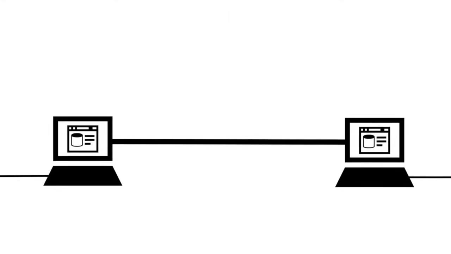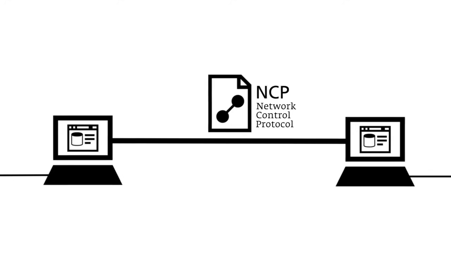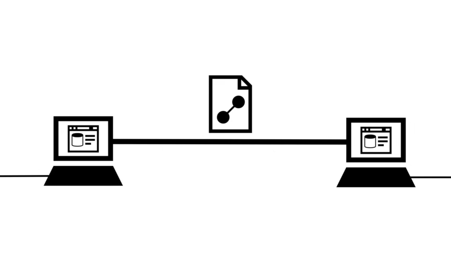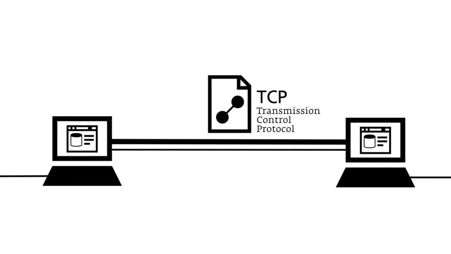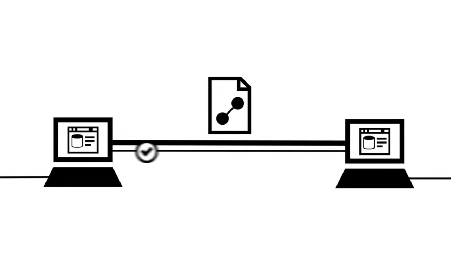For the first connections between the computers, the network working group developed the Network Control Protocol. Later on, the NCP was replaced by the more efficient Transmission Control Protocol. The specific feature of the TCP is the verification of the file transfer.